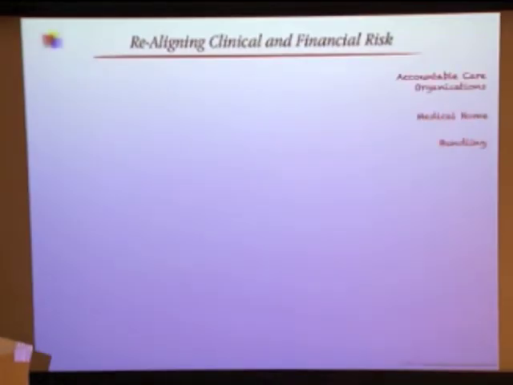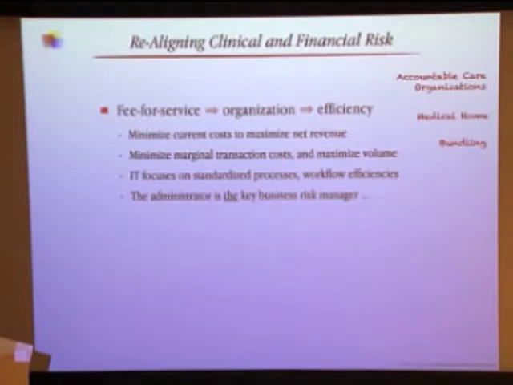Now, let's look at healthcare. We've got a lot of terms out there, accountable care organizations, medical home. I wonder whether my home in Boulder, Colorado is a medical home. Bundling. A bunch of new terms out there. Basically, we've all grown up under a fee-for-service healthcare system. In a fee-for-service system, we focus on organizations, we focus on efficiency. In order to maximize our revenue as a fee-for-service organization, we focus on minimizing our costs, and in particular, minimizing our marginal costs. That is, for every procedure we do or sub-procedure element of that, we want to have the minimal cost possible in order to maximize our revenue.